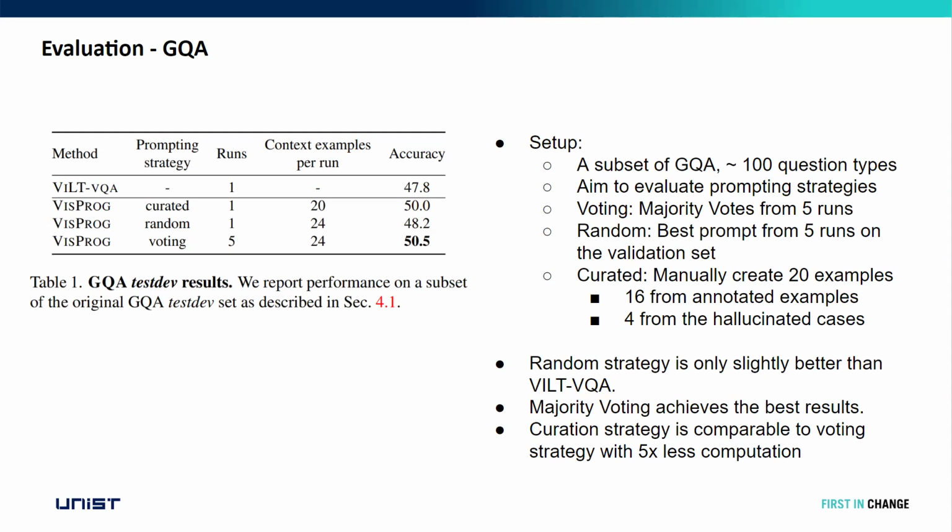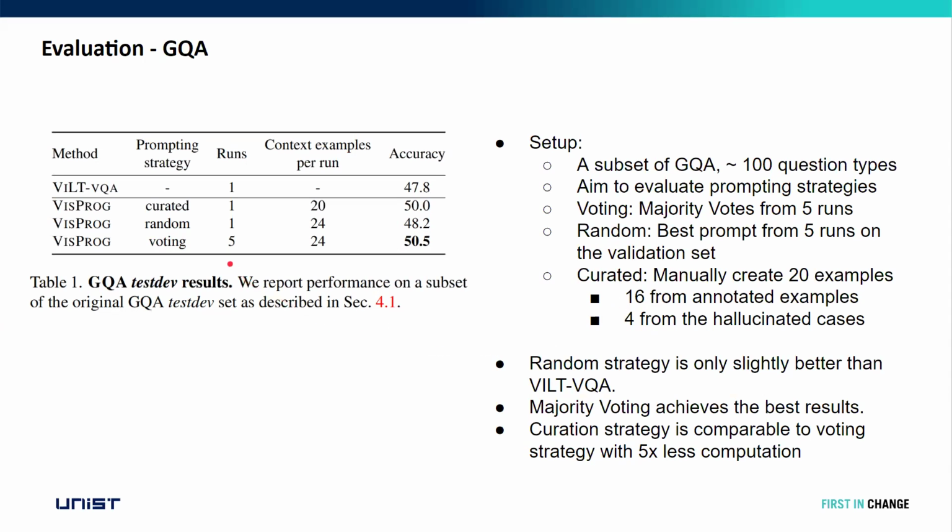So first, for question answering, they don't run on the whole GQA dataset. They only choose a subset of GQA, around 100 question types. They aim to evaluate the prompting strategy that I just showed on the previous slide. The majority voting shows the best performance here. And they also have a curated dataset: 16 they made by themselves, and 4 from hallucinated cases to better cover the failure cases.